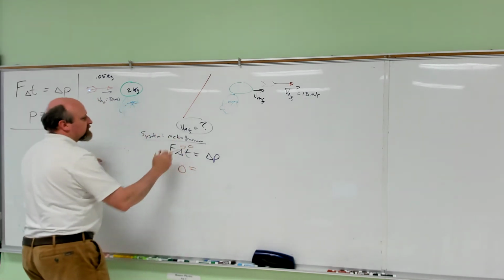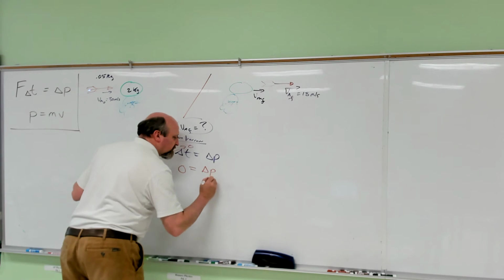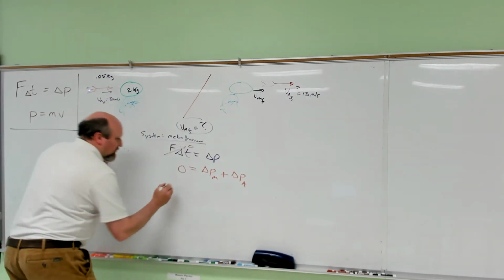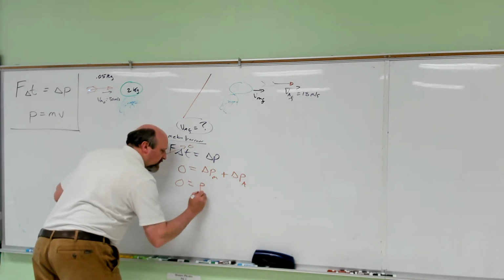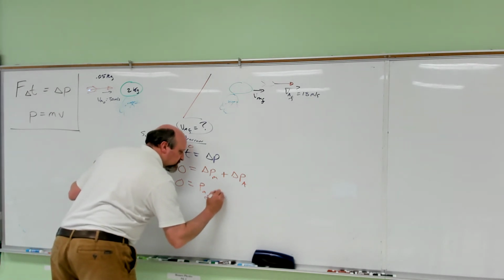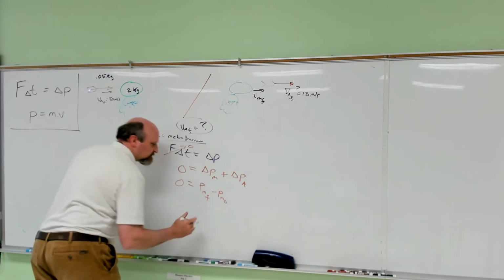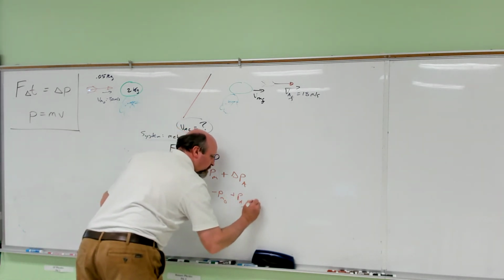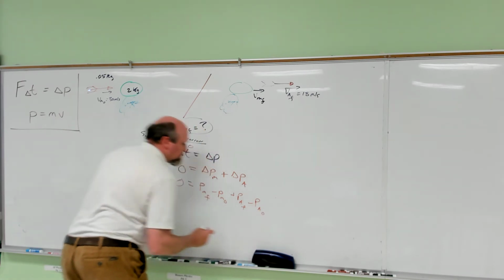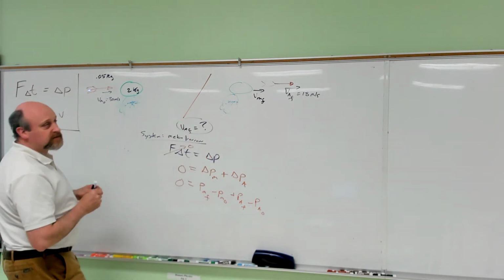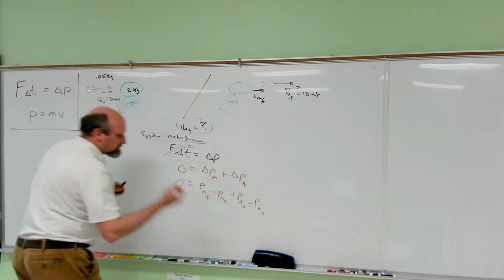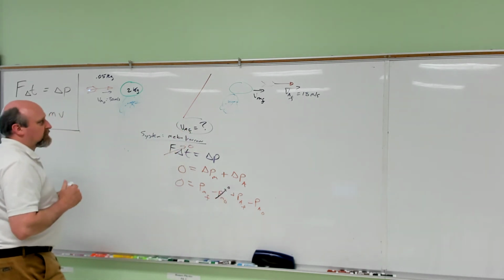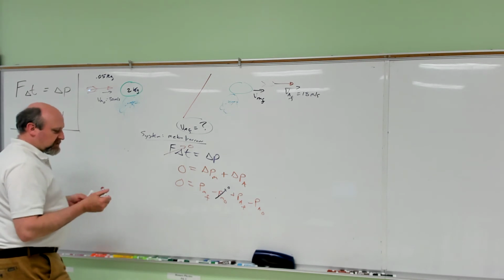But I have 2 things in my system, so I can talk about the change in momentum of the melon and the change in the momentum of the arrow. If I do this, that'll be P melon final minus P melon initial plus P arrow final minus P arrow initial. Any of those terms 0? Well, yeah, the melon starts at rest. So that initial momentum of the melon is going to be 0. So I think that's going to be my terms.